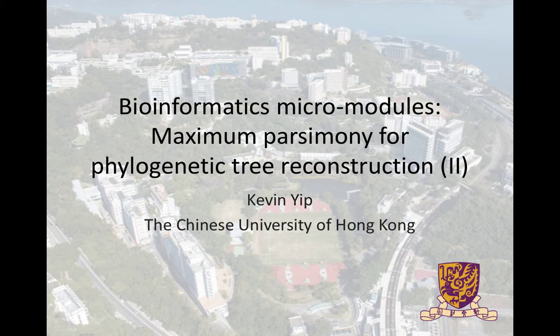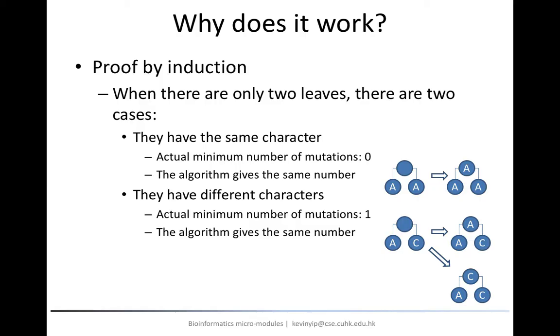In the last module, we studied Fitch's algorithm that involves an upward phase for gathering preferences and a downward phase for making decisions. To prove that the solution identified by the algorithm is optimal, we can use induction.